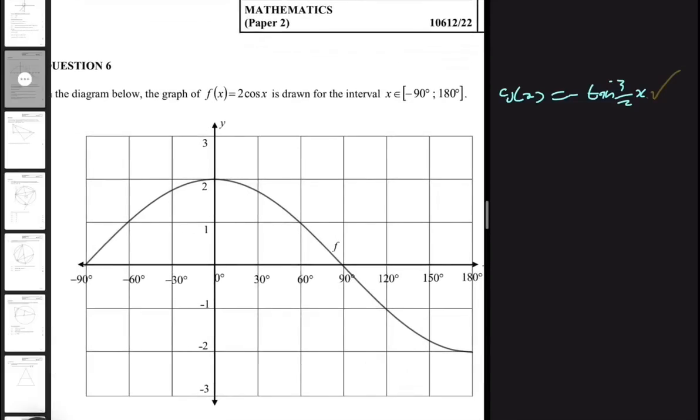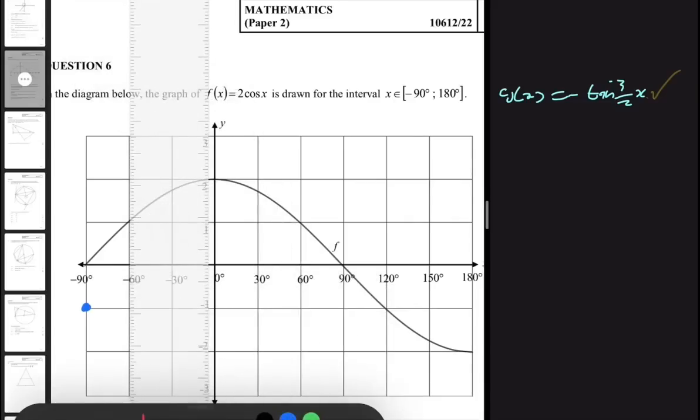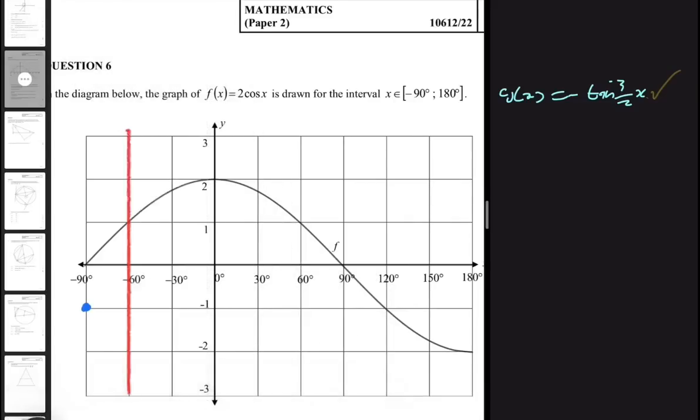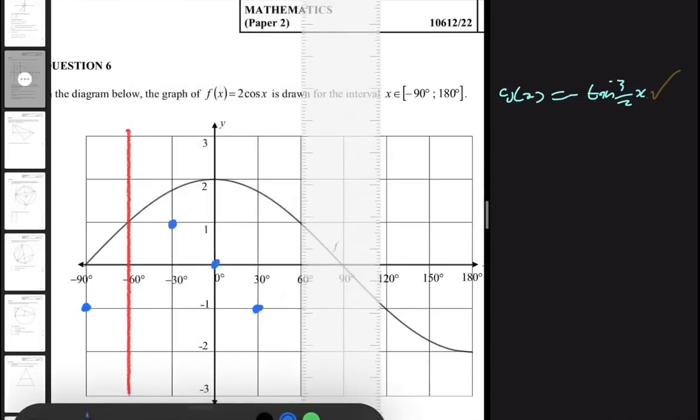If you substitute minus 90 into g of x, you're going to get minus 1. So that is 1 point that lies on the graph. And then if you substitute minus 60, you're going to get undefined. So we know that at minus 60, we have an asymptote. When you substitute minus 30, the corresponding y value is positive 1. When you substitute 0, the corresponding value is 0. When you substitute x equals 30, the corresponding value is minus 1. And when you substitute x equals 60, you're going to get undefined. So every time we get undefined, we know that we have an asymptote.